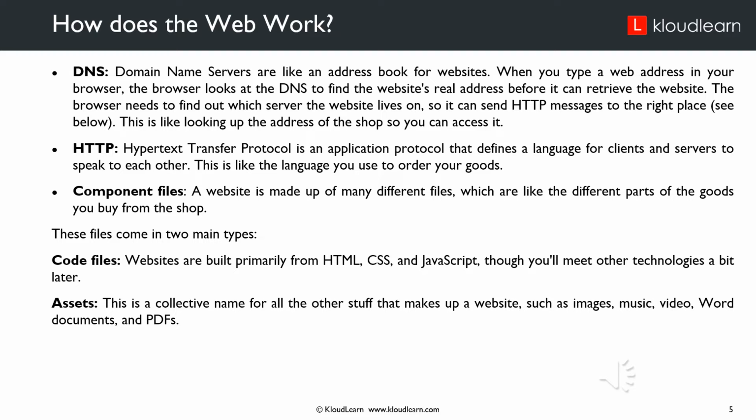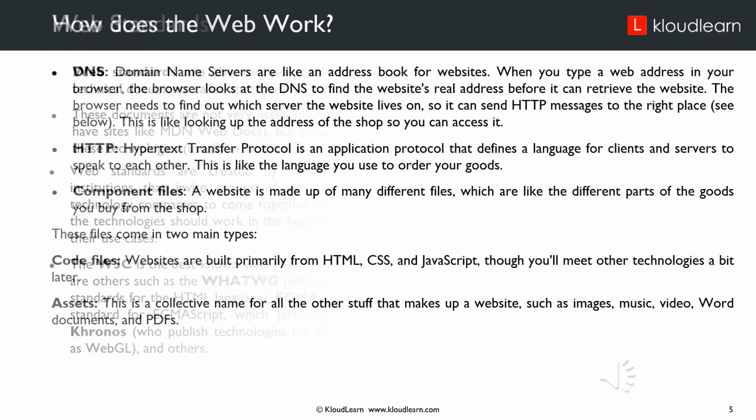Component files. A website is made up of many different files, which are like the different parts of the goods you buy from the shop. These files come in two main types. Code files. Websites are built primarily from HTML, CSS, and JavaScript, though you'll meet other technologies a bit later. Assets. This is a collective name for all the other stuff that make up a website, such as images, music, video, Word documents, and PDFs.